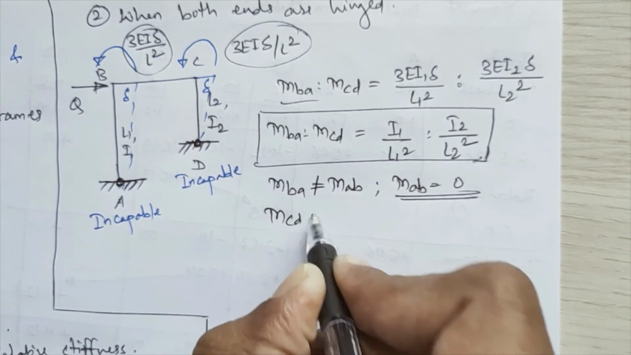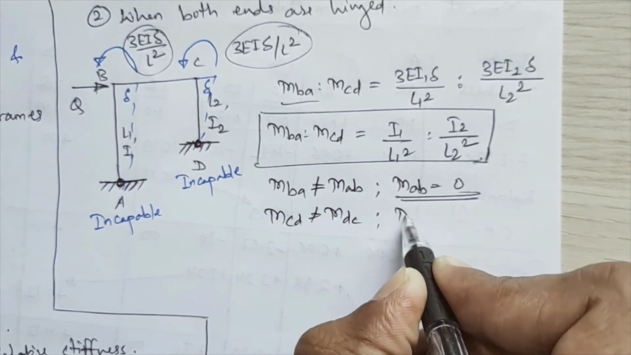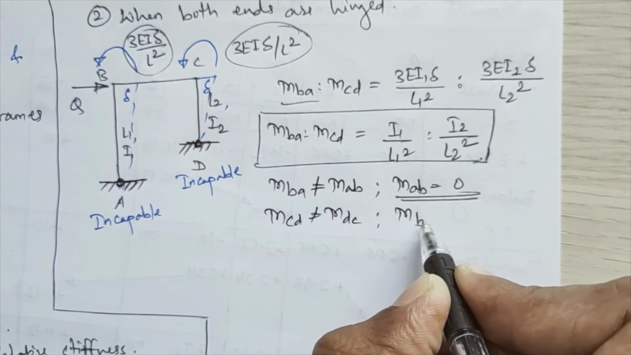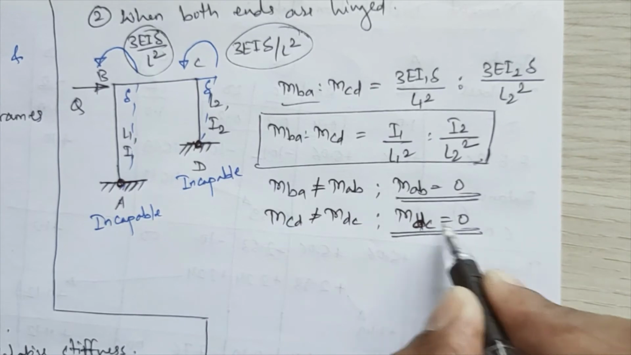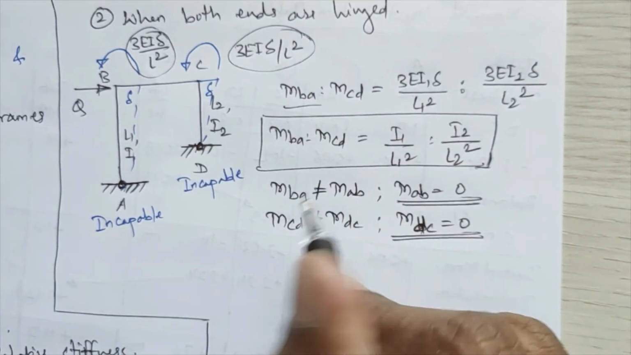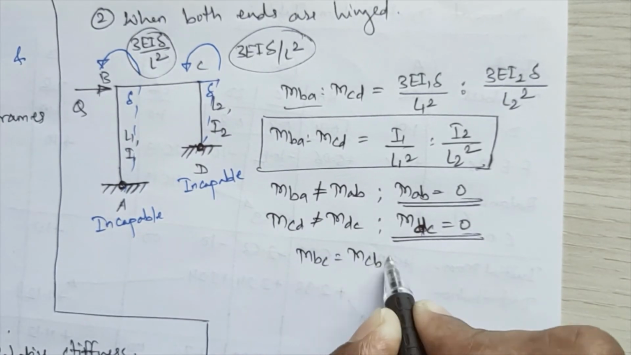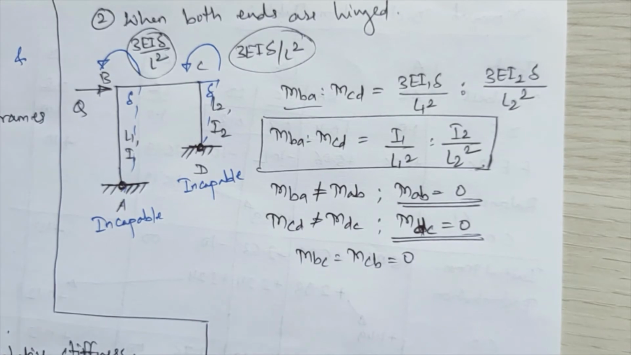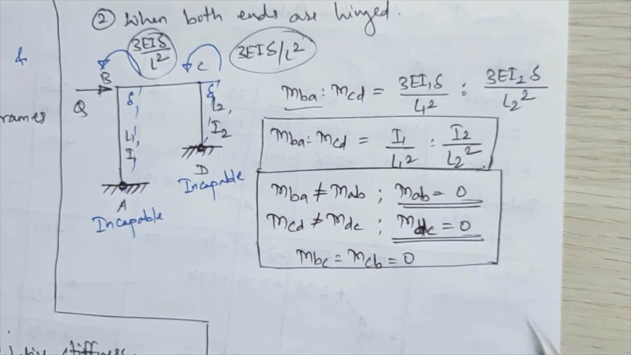Same is the condition with your point D also. Your MCD value will not be equal to your MDC value, whereas MDC will remain equal to 0, because again D is an incapable support here. And for horizontal members, as I have told you, your MBC and MCB will be directly equal to 0. So these conditions you have to remember. Everything is dependent on the capability and incapability of the support over there.